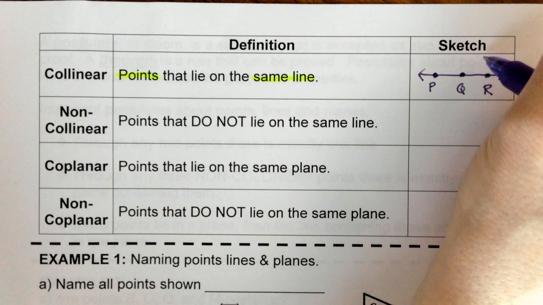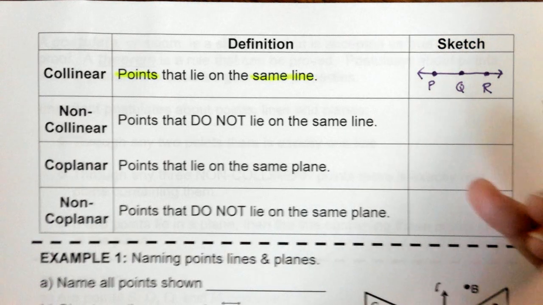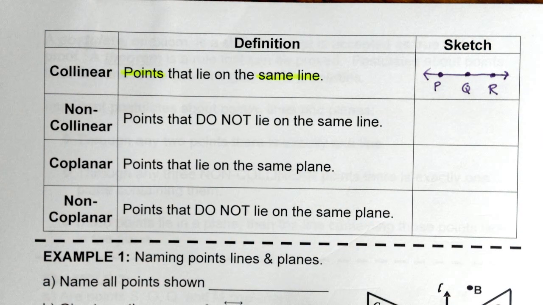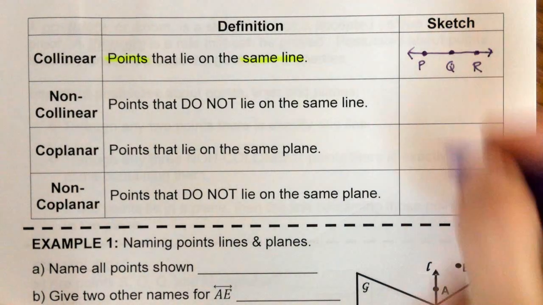They are collinear. They're together on the same line. If I had another point somewhere over here, it would not be collinear. But these 3 are collinear because they're on the same line. Together, collinear line. Non-collinear. So that's what we'll look at now.